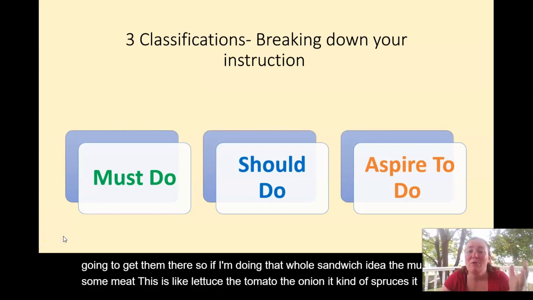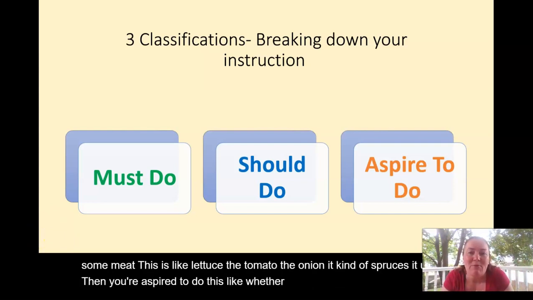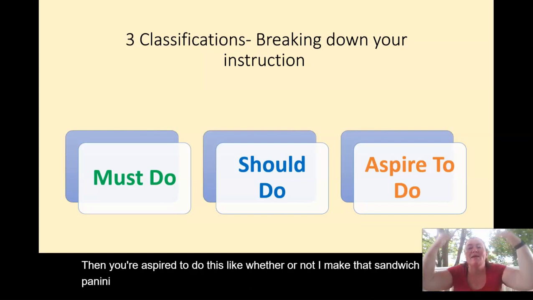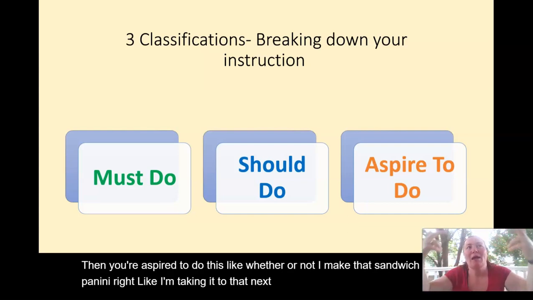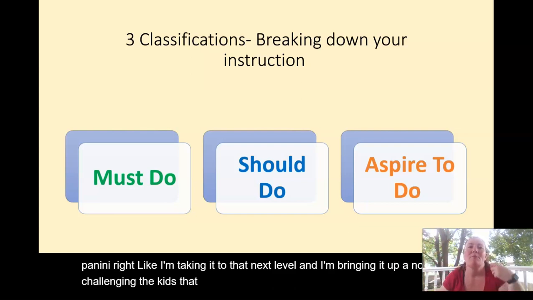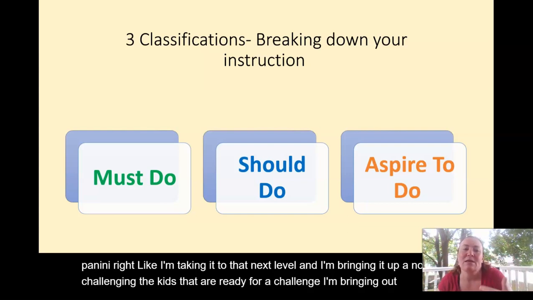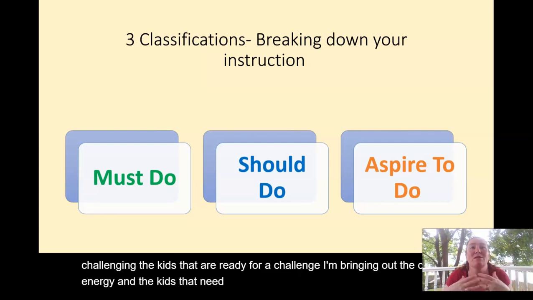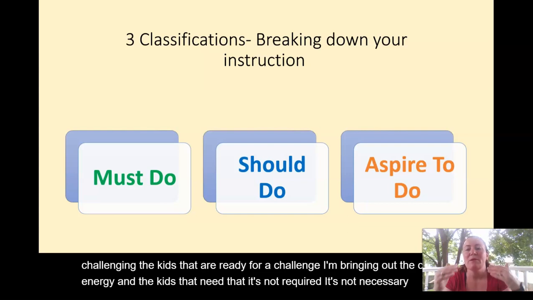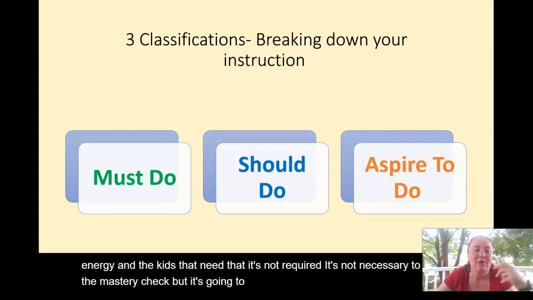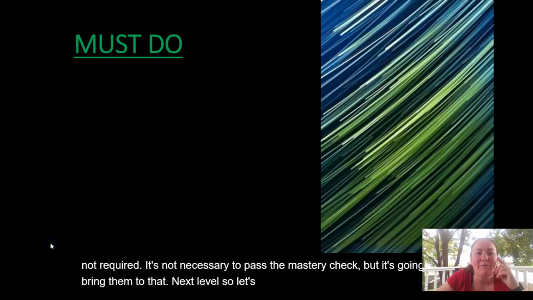And then your aspire-to-do is like whether or not I make that sandwich a panini, right? Like I'm taking it to that next level. I'm bringing it up a notch. I'm challenging the kids that are ready for a challenge. I'm bringing out the creative energy in the kids that need that. It's not required. It's not necessary to pass the mastery check, but it's going to bring them to that next level. So let's really look at each of the three of them more closely.